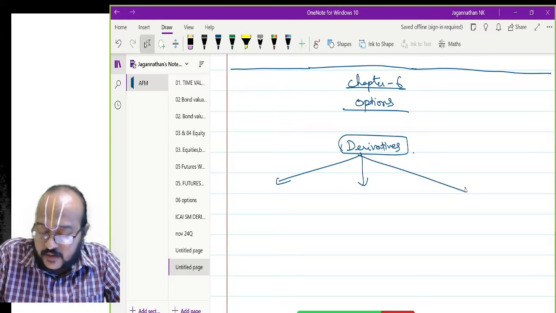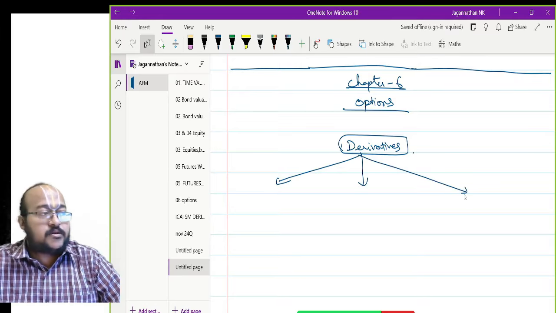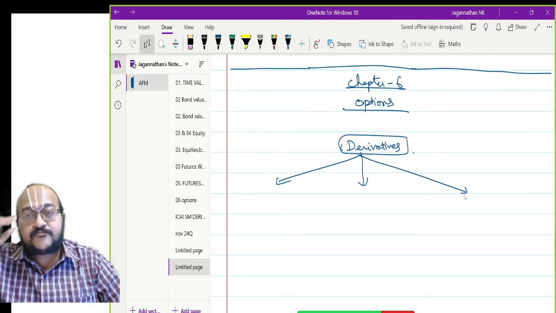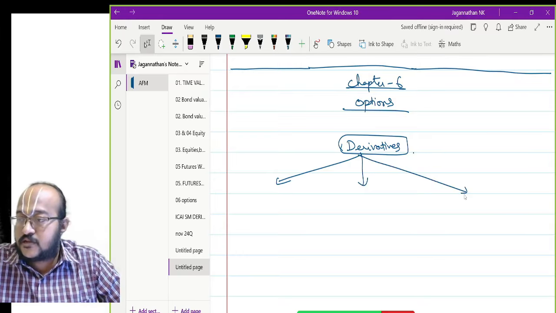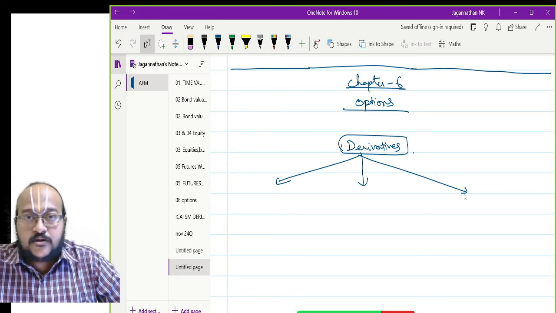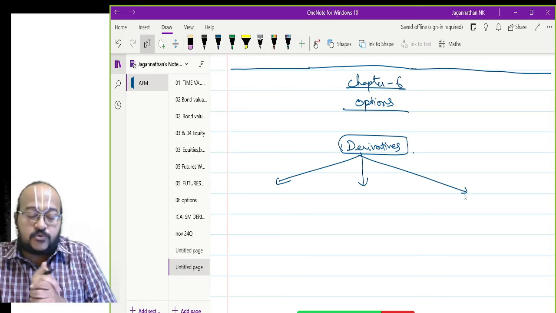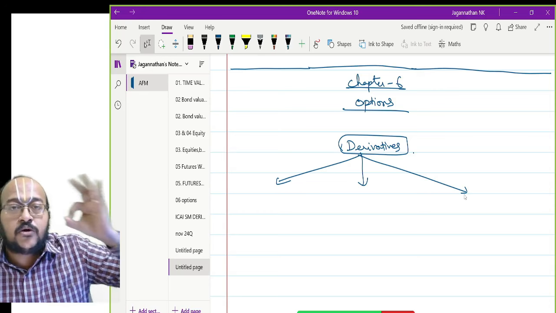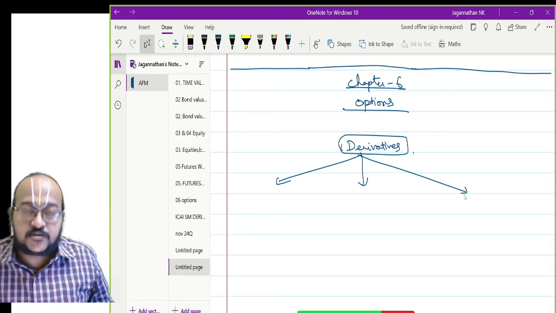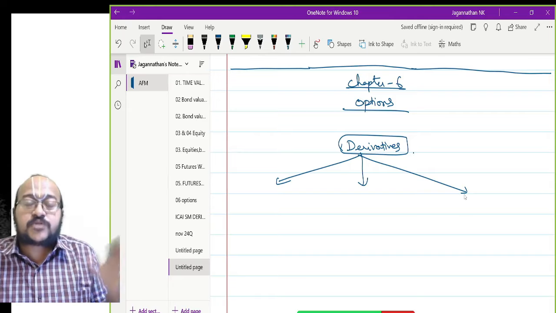Generally, three derivatives are discussed in your syllabus. Are you listening? Are you all awake? Are you sleeping? Fresh chapter we are going to study. Forget about futures. Now we are into a fresh topic. Options has no connection with futures as such.